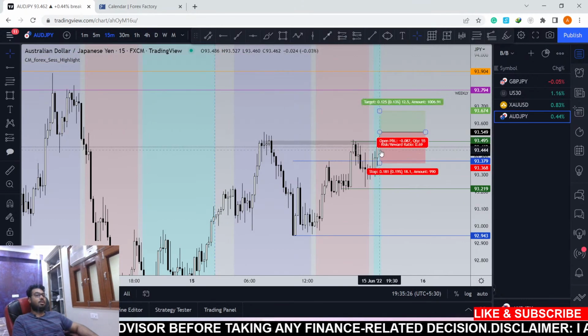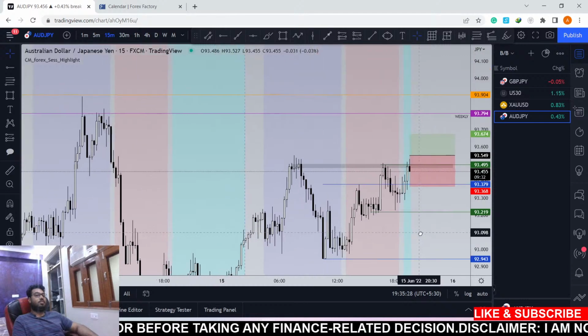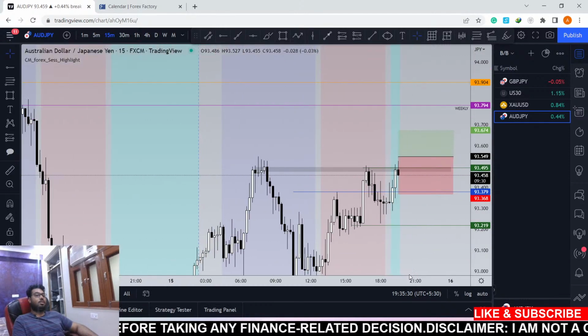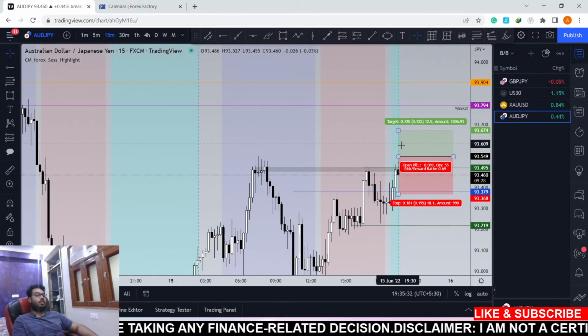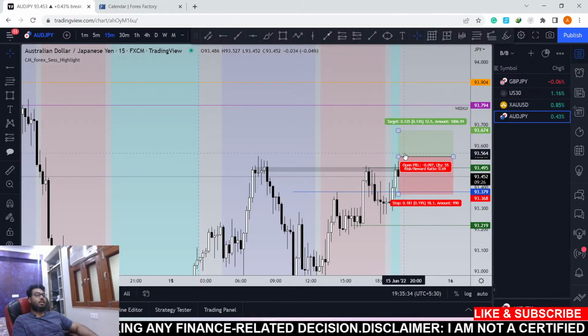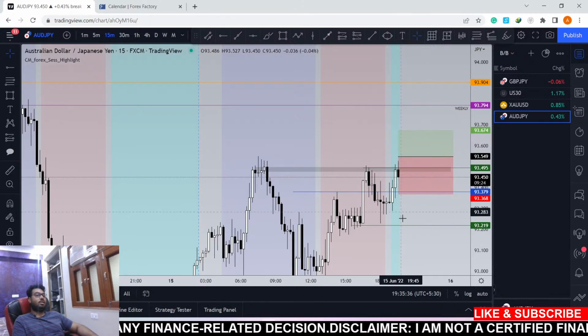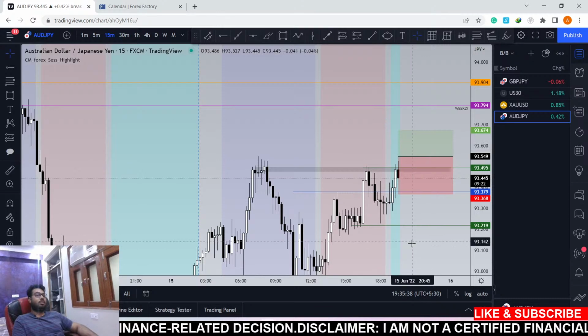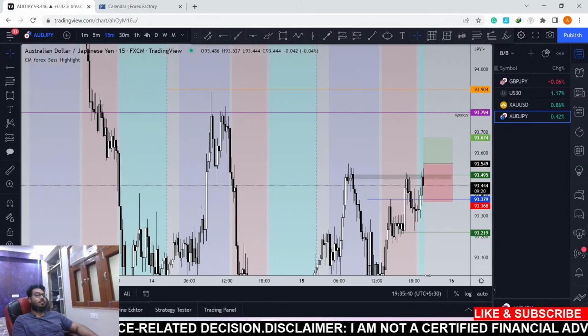If it comes down and closes at around this area, then that is not good. But if it goes up, closes at around this area and takes you in, then there is a high chance that it will continue its move to the upside.